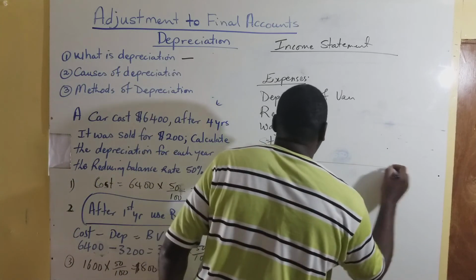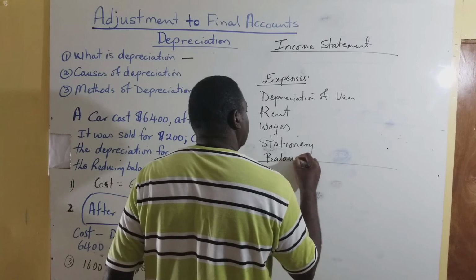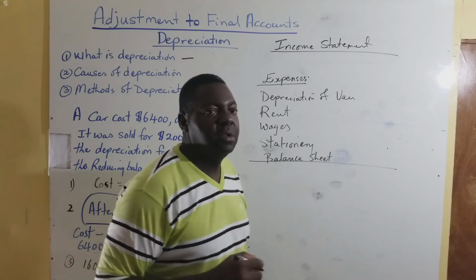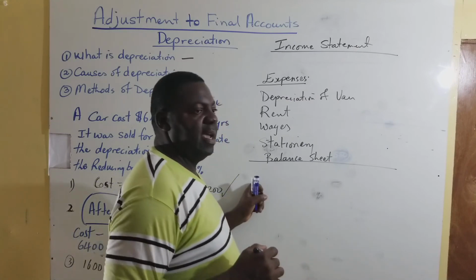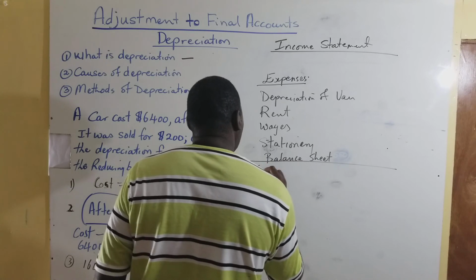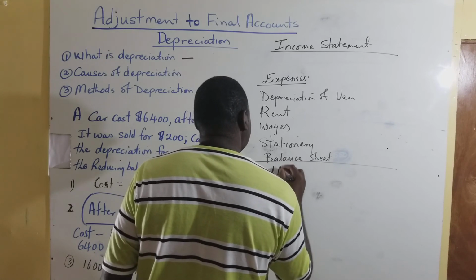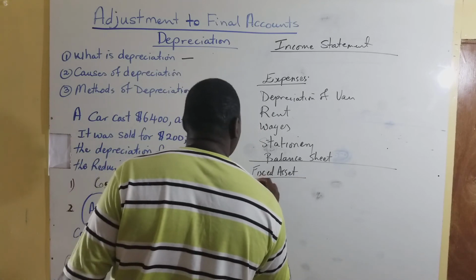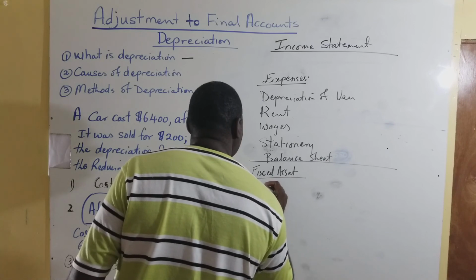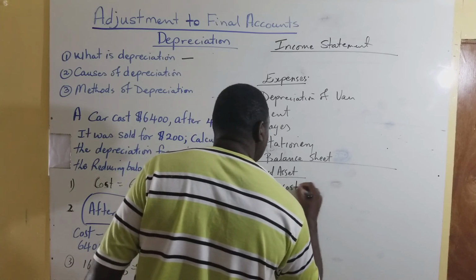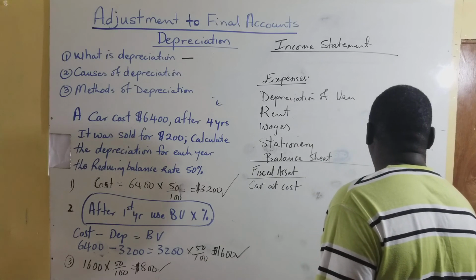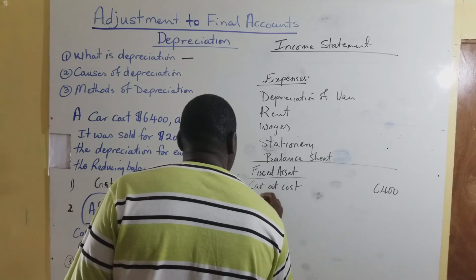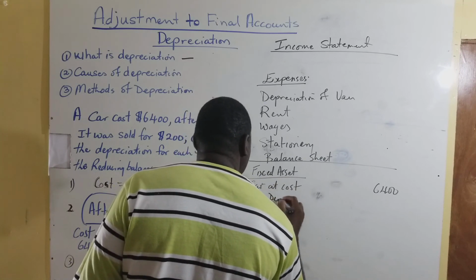When it comes to your balance sheet, the depreciation now is written off against the fixed asset. So for example, for a fixed asset, let's say the fixed asset is the car. So car at cost, and let us say car at cost was 6,400. For the first year depreciation, using the reducing balance method, we less depreciation.